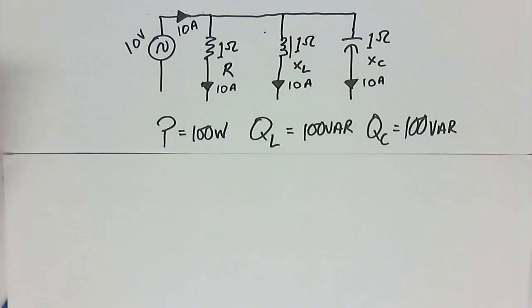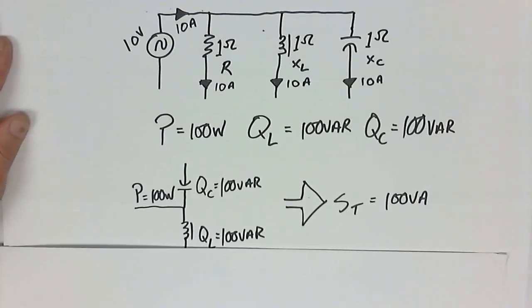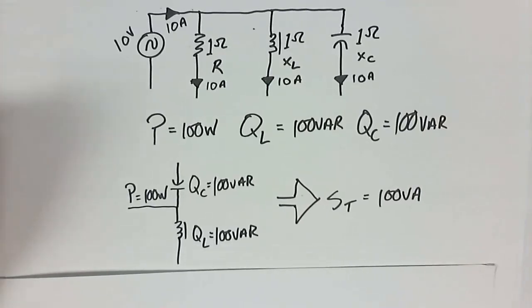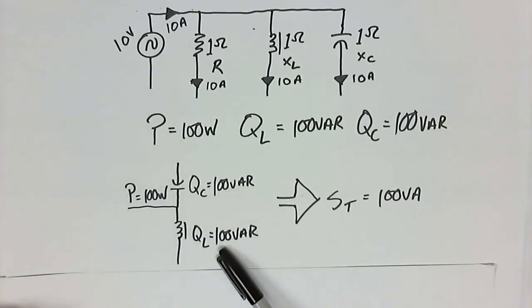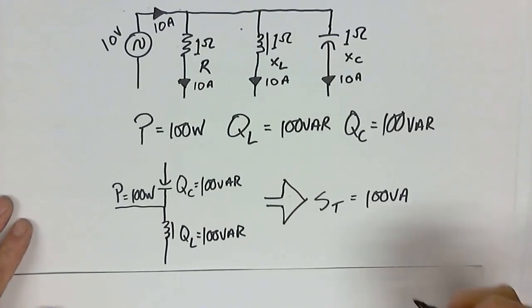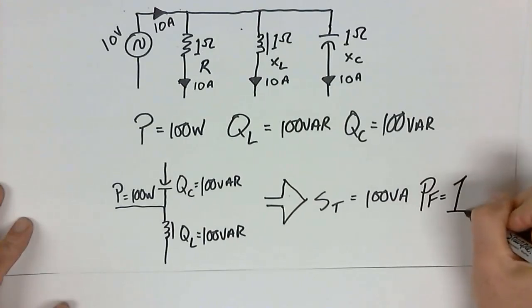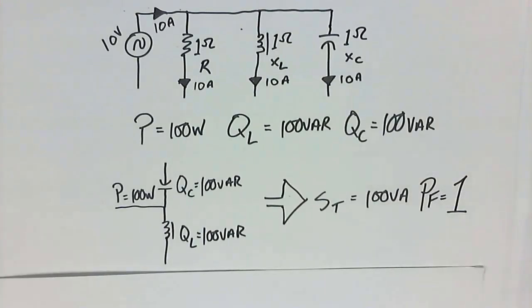So in this circuit, the watts would be 100 watts, 100 VARs worth of inductive reactive power, and 100 VARs of capacitive reactive power. We know that these values are going to combine and then subtract from one another on the reactive side, giving us a net VARs of 0. And if the net VARs equals 0, we know that the power factor must be 1. The power factor of this circuit must be equivalent to 1.